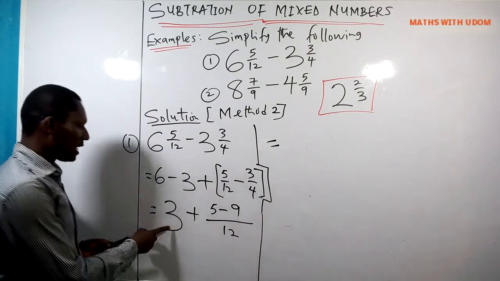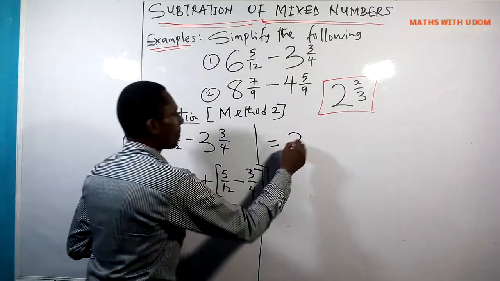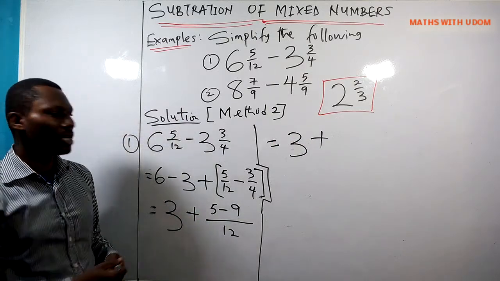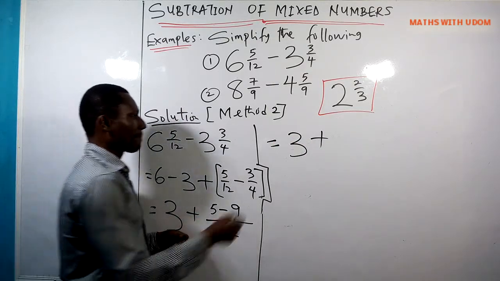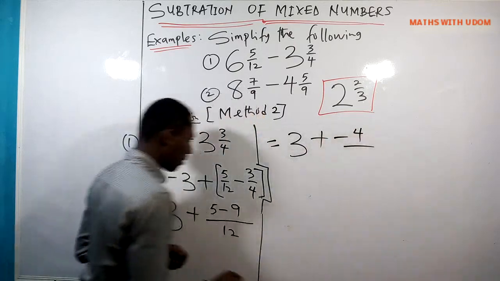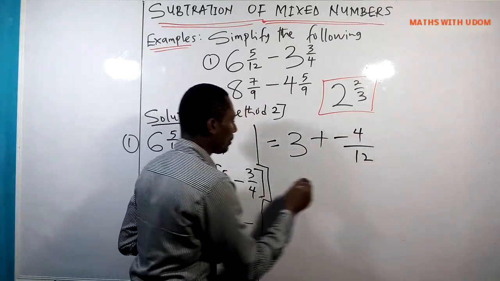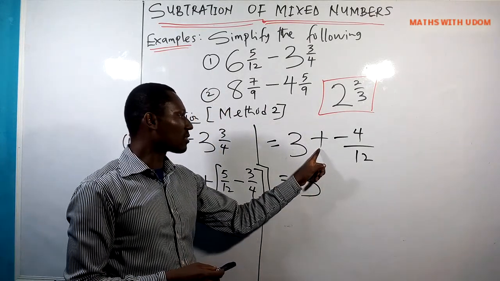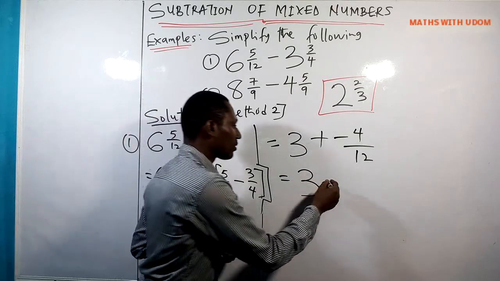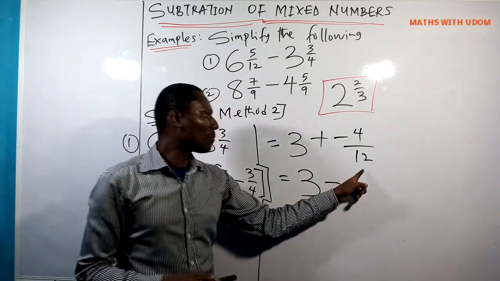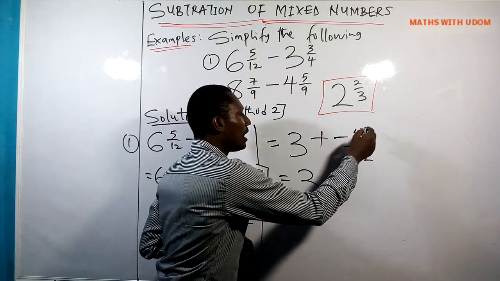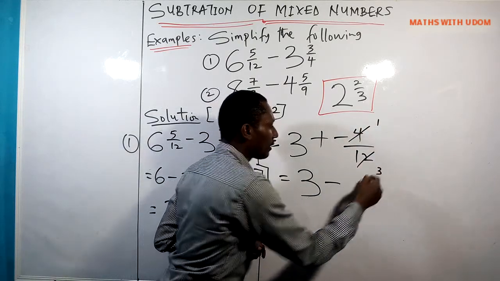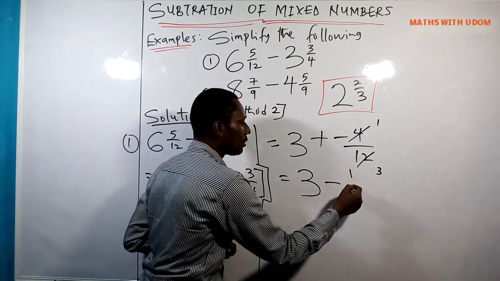What do we write? We'll write 3 whole number, this one, plus. Now, what is 5 take away 9? 5 minus 9 will give us minus 4. Okay? Minus 4 divided by what? Our denominator, 12. So we'll come here and write 3 whole number. What is plus times minus? Is minus. Now, remember, we can simplify 4 and 12. How many 4 can go in 4, 1? How many 4 can go in 12? We have 3. Okay? So we have 1 over 3.